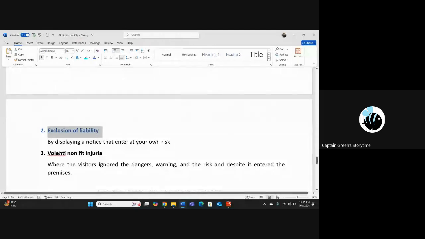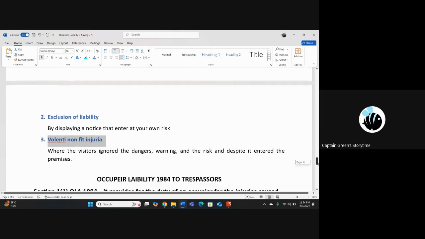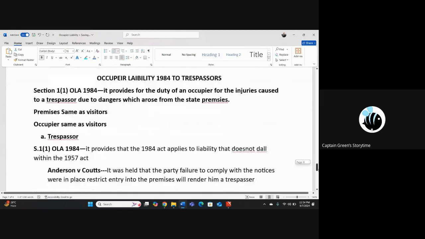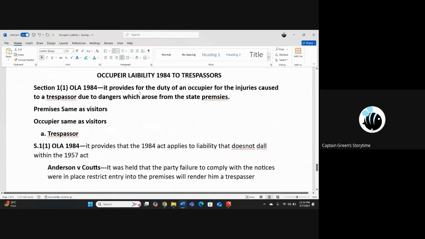And the last defense he can use is volenti non fit injuria, where the visitors ignore the dangers, ignore the warning, and ignore the risk, and despite knowing that there is a risk, the person enters the premises. Now moving on to the Occupiers' Liability Act 1984 towards trespassers. In the first we studied lawful visitors, now it is about trespassers.